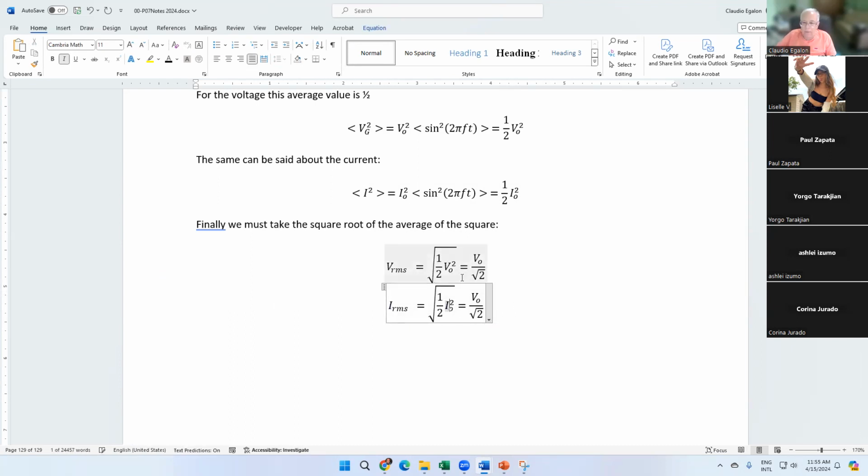And we do the same for the current. The current is like that because the current also changes sinusoidally.